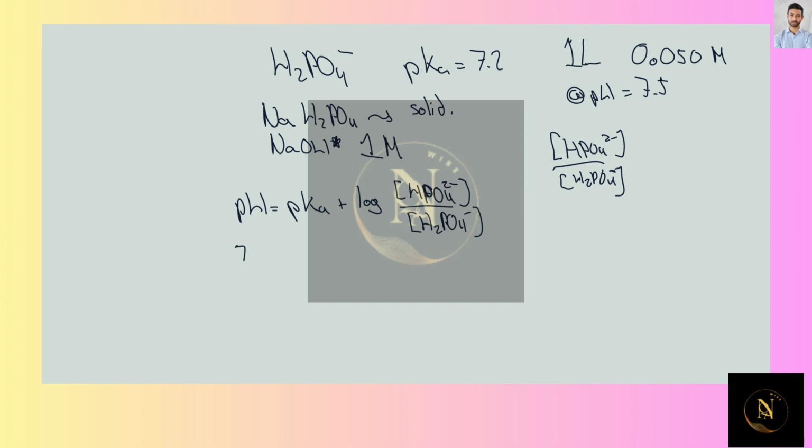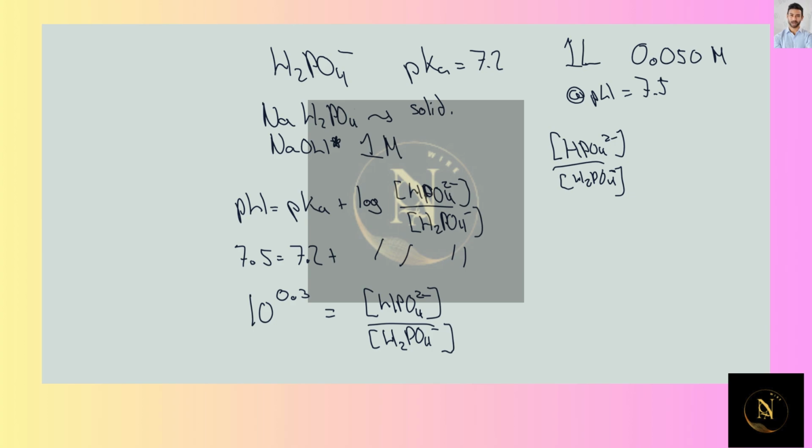Thus, replacing the values, this is 7.5, this is 7.2, plus the same thing here, the logarithm of these values, what we're going to get is that 10 to the 0.3 is going to be equal to the concentration of HPO4 2 minus divided by the concentration of H2PO4 minus.